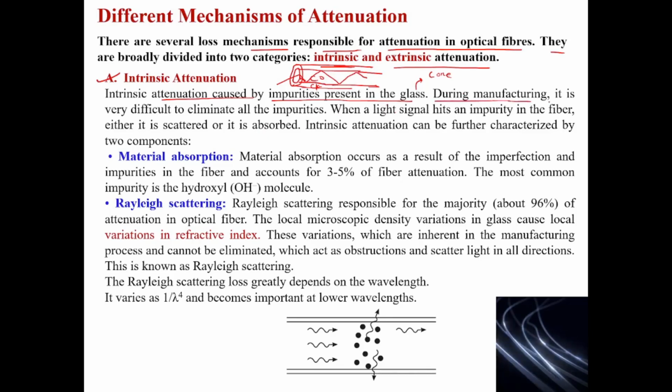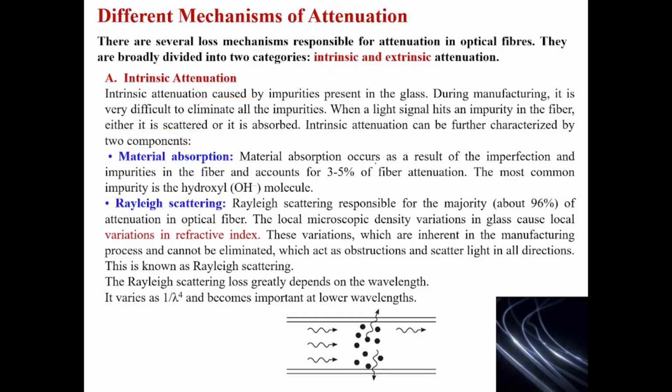During manufacturing, it is very difficult to eliminate all the impurities. When a light signal hits an impurity in the fiber, it is either scattered or absorbed. Either scattered or absorbed, the attenuation will happen inside the core or inside the fiber. Intrinsic attenuation can be further classified into two components. One is material absorption and another is Rayleigh scattering.